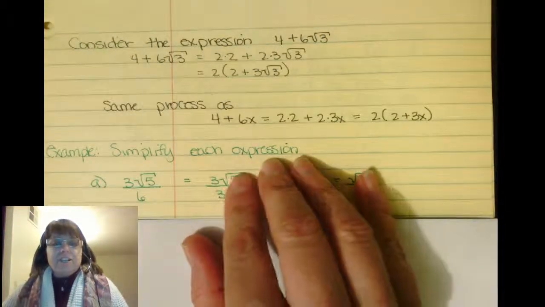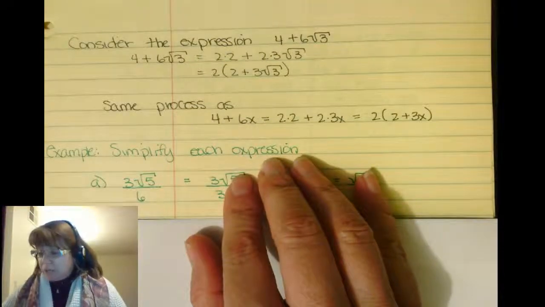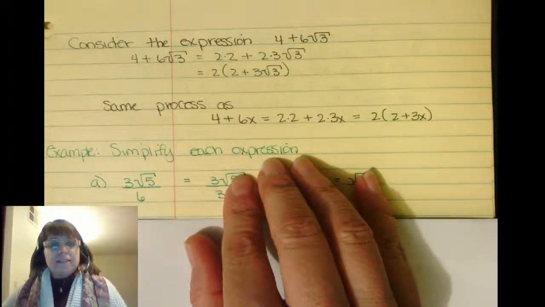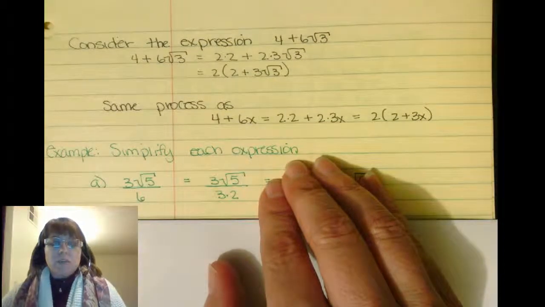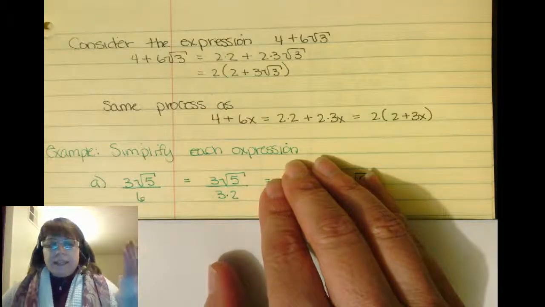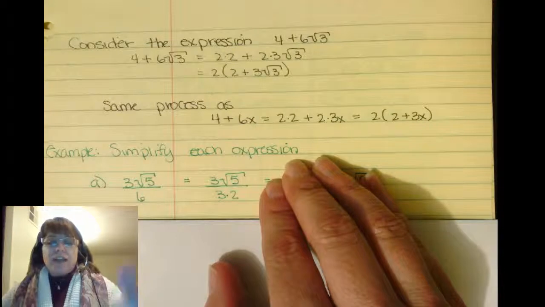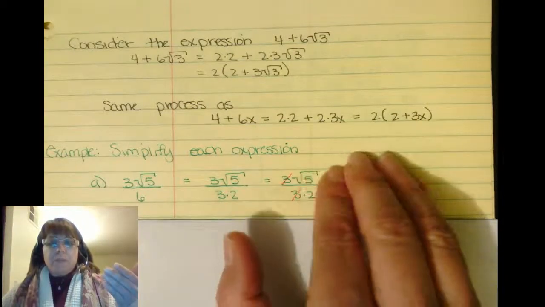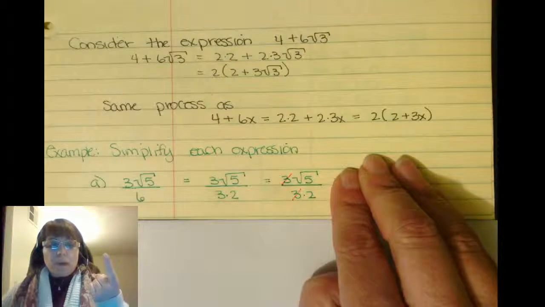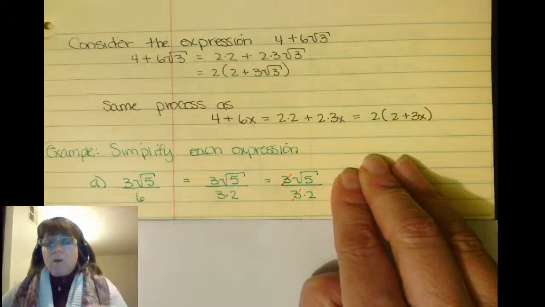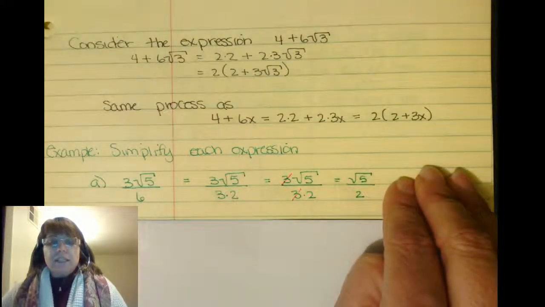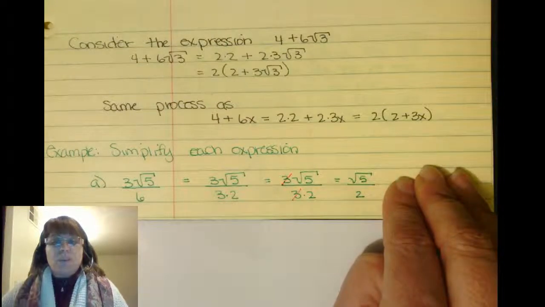So let's take an expression and simplify it. So 3 square roots of 5 divided by 6. Well, 3 square roots of 5 divided by 6 is really 3 square roots of 5 divided by 3 times 2. But in all of our division, if I have the number over the number, it just reduces down to 1. So I can, in essence, cancel out or reduce by division of 3. And so my final simplification is square root of 5 over 2.